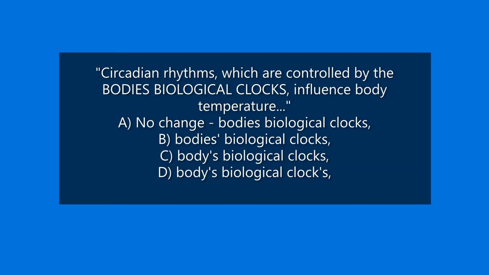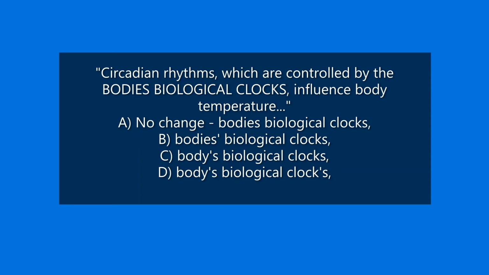Circadian rhythms, which are controlled by the biological clocks of the bodies, influence body temperature, hormone release, etc. Does that work? I think it does. Circadian rhythms, which are controlled by the biological clocks of the bodies, influence body temperature. Yeah, it definitely works. And that's why we need bodies to be possessive. Now here, you also have to figure out, is this a plural possessive or a singular possessive? Are we talking about one body or multiple bodies? I think this is actually a pretty tough question. So let's hold on to our horses for this one, and we'll come back to this.